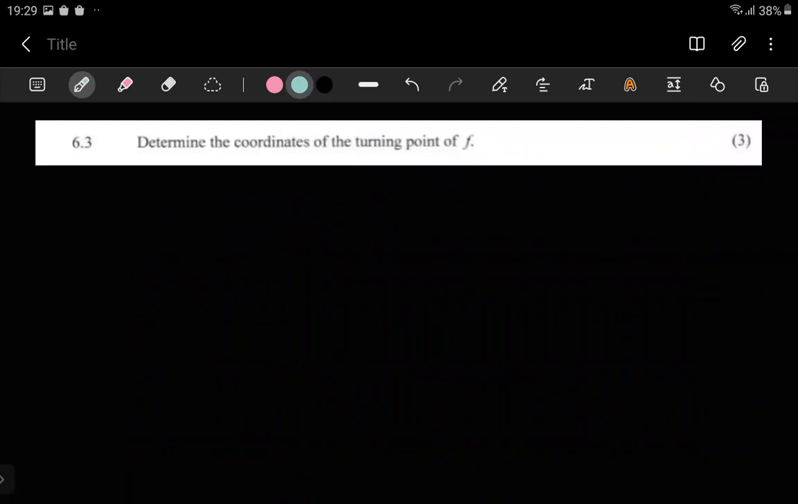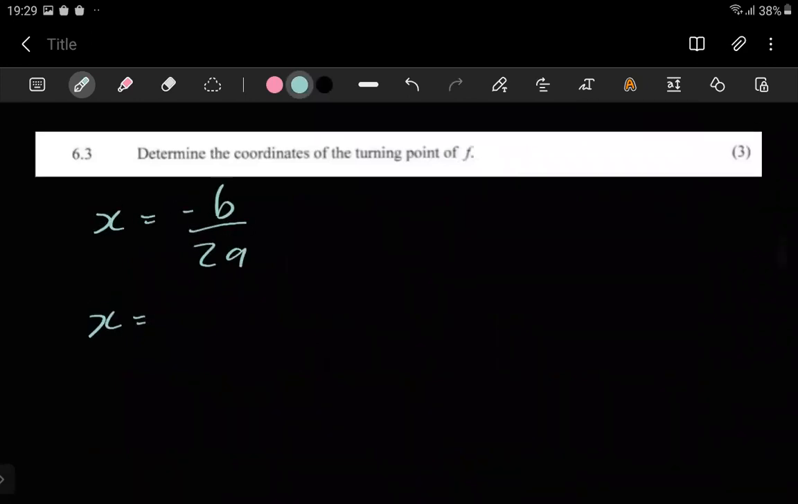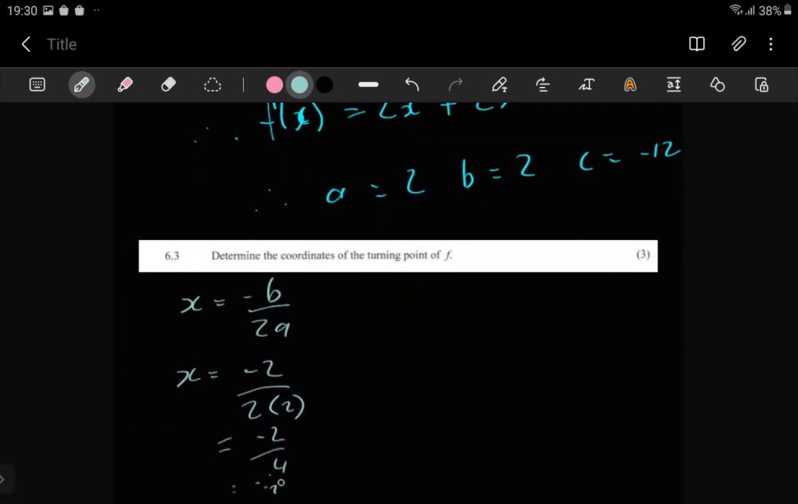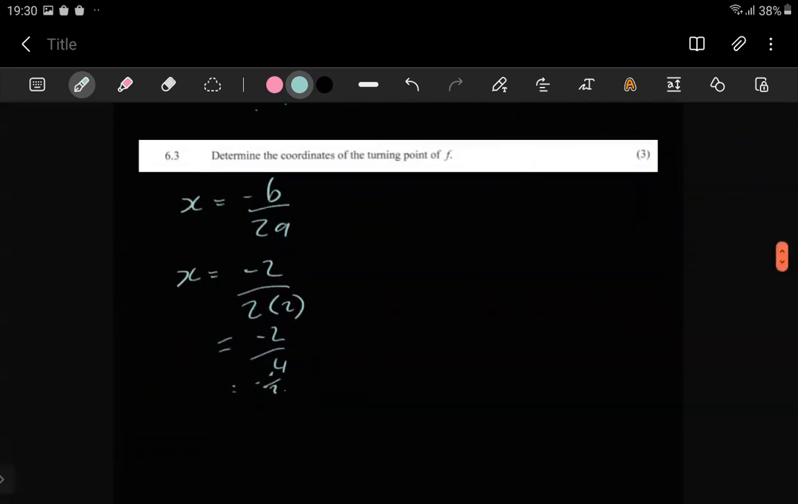That's how you're going to get the x value of the turning point. But because it's a parabola, we could easily just use this formula to get the x value of the turning point, which will give us -2 over 2 times 2. This is going to be -2 over 4, which is -1/2. That's the x value of the turning point, right?